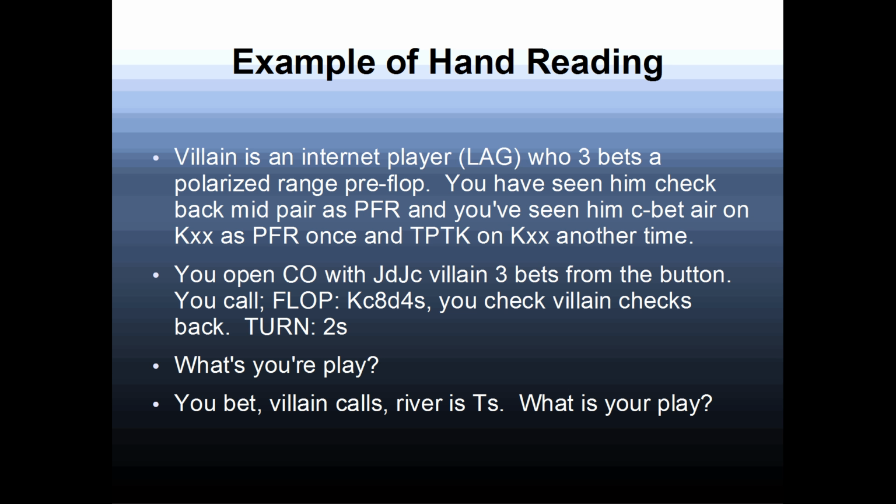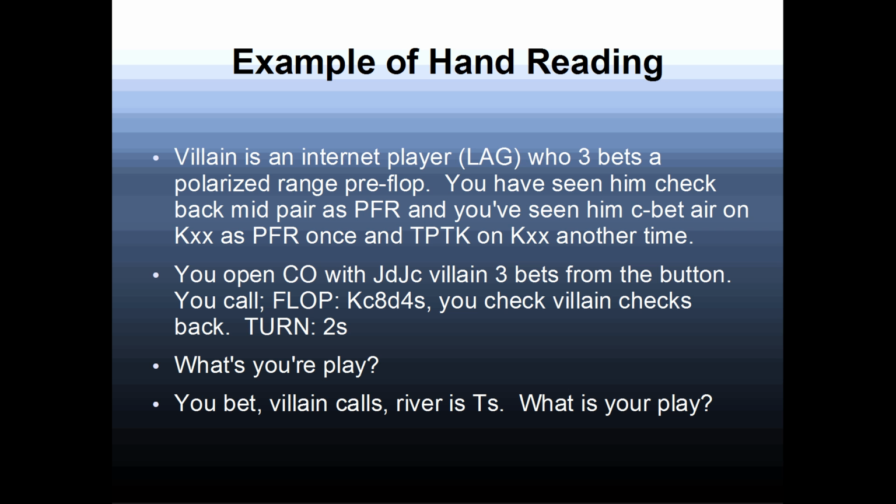Here's an example. Villain's an internet reg. He's a loose, aggressive player. He 3-bets a polarized range when he's in position, pre-flop. You've seen him check back mid-pairs as pre-flop raiser, so you know that he's not c-betting all of his hits. He's probably c-betting a polarized range. You've seen him c-bet air, and you've seen him c-bet top pair, top kicker on King-x-x.